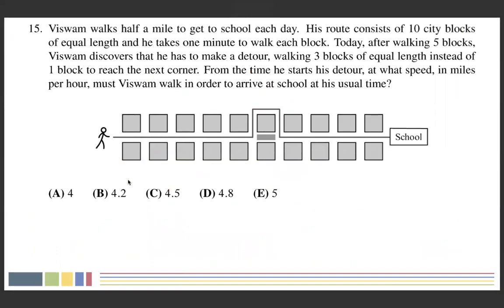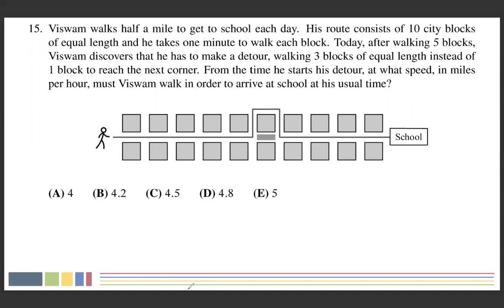So this is the 2023 AMC 8 problem number 15. Viswam walks half a mile to get to school each day. His route consists of 10 city blocks of equal length, and he takes 1 minute to walk each block. Today, after walking 5 blocks, Viswam discovers that he has to make a detour, walking 3 blocks of equal length instead of 1 block to reach the next corner. From the time he starts his detour, at what speed in miles per hour must Viswam walk in order to arrive at school at his usual time?